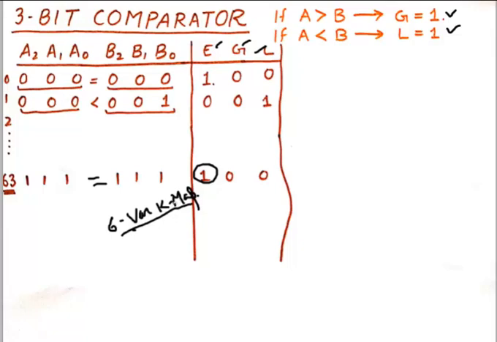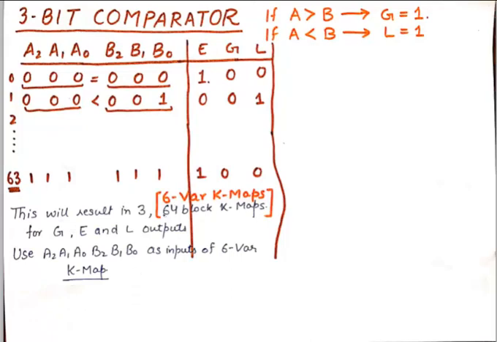In the previous video, we have discussed 6 variable K maps in the same playlist, so you could watch that video to draw 6 variable K maps and to solve them. How do we solve them, how do we draw them, and that's all been discussed there. So you could see that if you wish to calculate the values for E, G and L in terms of A2, A1, A0, B2, B1, B0, in the form of sum of products or product of sums, this will result in 6 variable K maps to be made for G, E and L outputs, and we'll use all these 6 as inputs of the 6 variable K map.